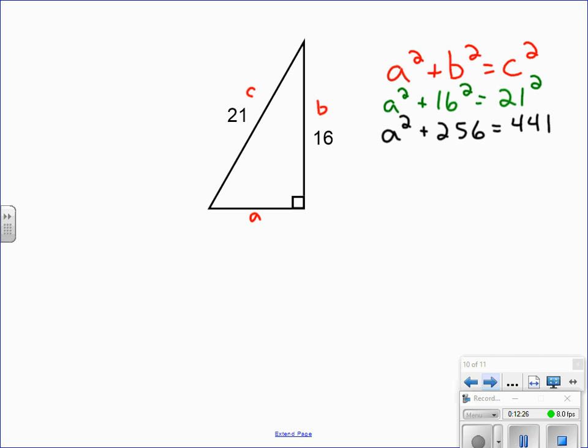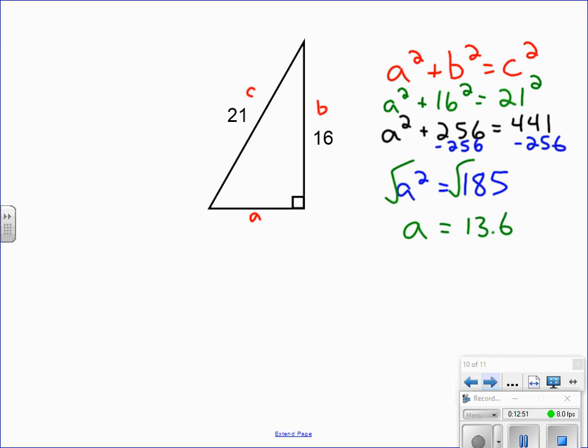Subtract 256 from both sides. And you get A squared, if I didn't screw this up, is 185. And I will solve it finally by taking the square root of both sides, and I get A is the square root of 185, which is 13.60147. But I'm just going to leave it as 13.6.